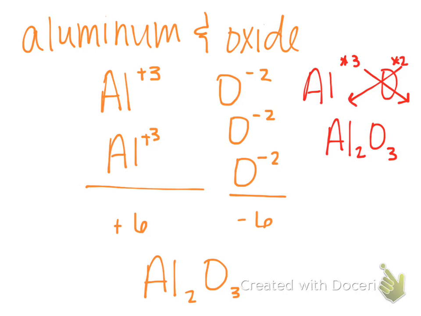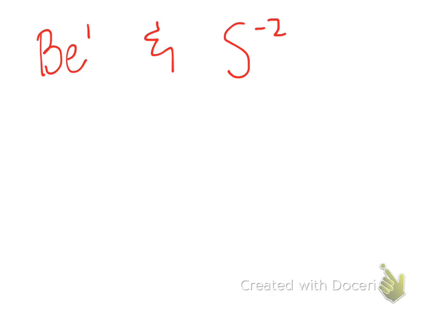But I'm going to show you there are some little stipulations with that method. So let's try looking at beryllium and sulfide. You can use whatever method works better for you. If it's easier for you to look at the charges and balance based on the charges, go for it. If it's easier to cross down those charges, go for it. It's Be plus 2, S minus 2.